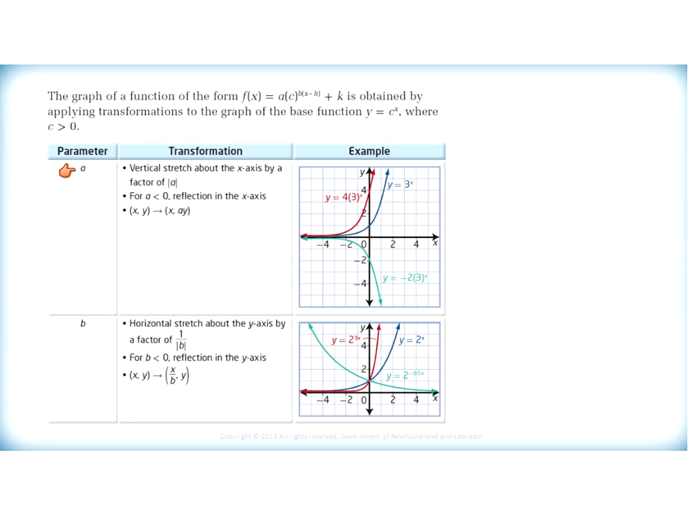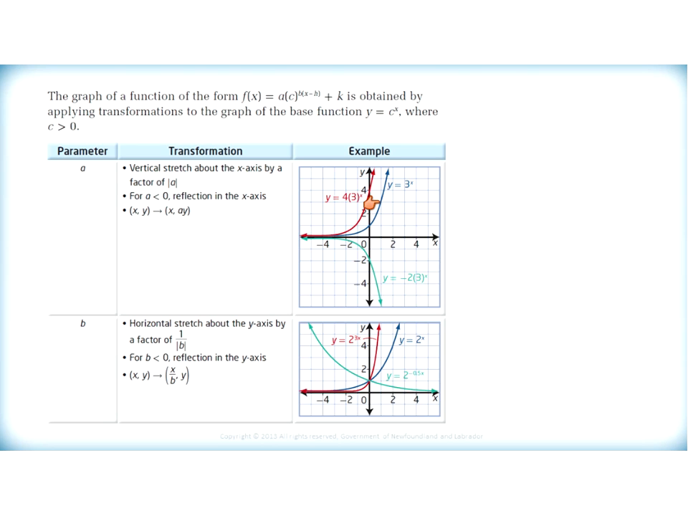Let's have a look at the first parameter, the a in this function. What does that do to the graph of the function y = c^x? The a represents a vertical stretch, and it's a vertical stretch by a factor of the absolute value of a. The reason we take the absolute value, of course, is because a vertical stretch is always positive. If a is negative, that indicates a reflection in the x-axis. But vertical stretch is always positive.